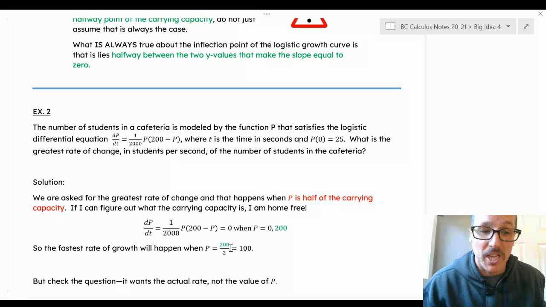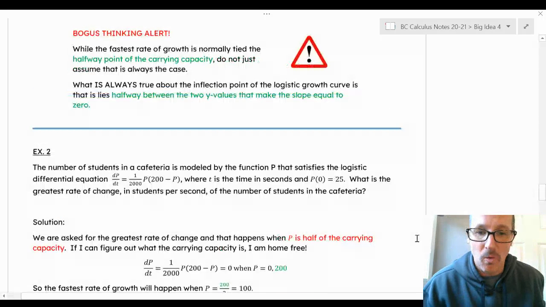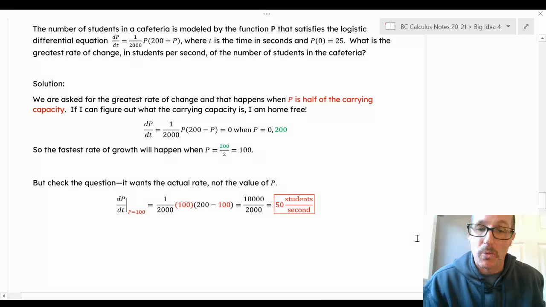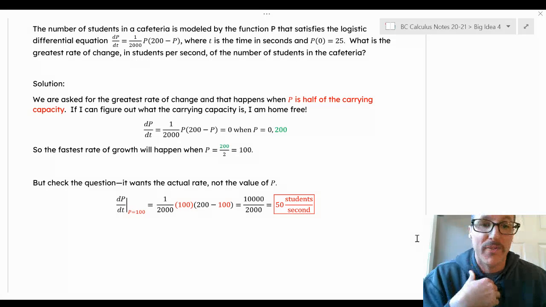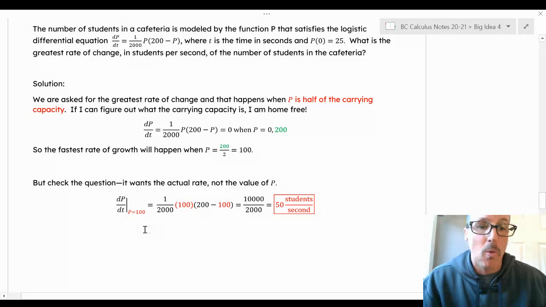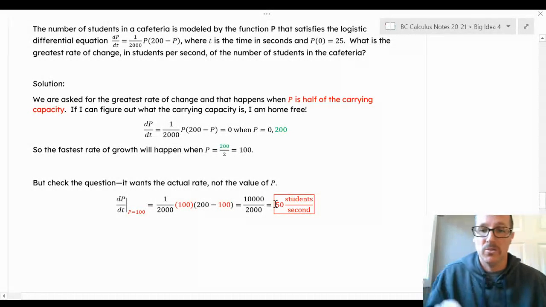Because the question wants to know, what is the rate of growth when the rate of growth is the highest? So we need to evaluate dP/dt when P is 100, which you can see here is 50 students per second.